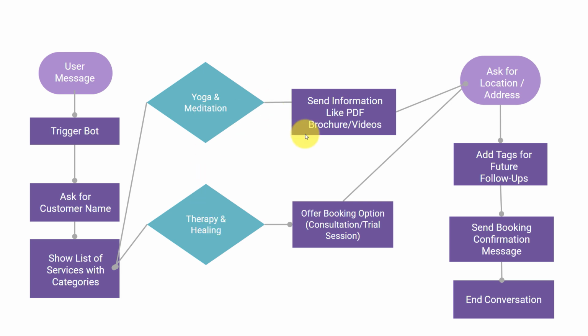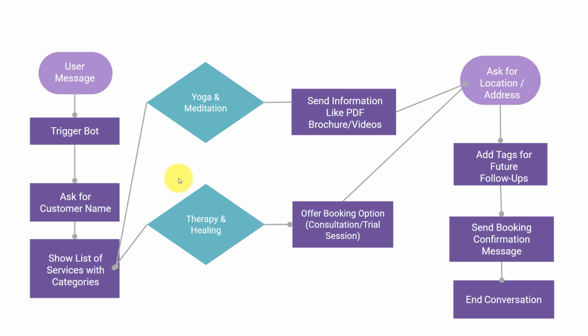Depending on the selection, the bot will provide the relevant information like sending brochures or videos and proceed with the appointment booking if required. It will also collect email and address details for the confirmation and segment customers using tags for future follow-ups. Finally, a WhatsApp confirmation message will be sent to conclude the interaction. So yes, this is the chatbot that we're going to build in today's video, and with the help of which we are going to understand flows inside Pabbly Chatflow.